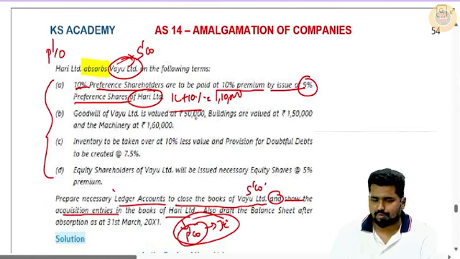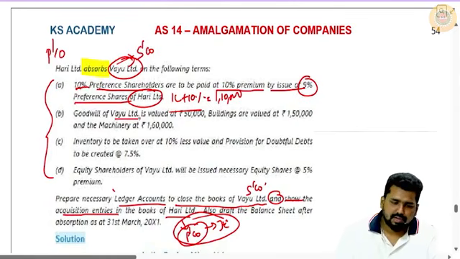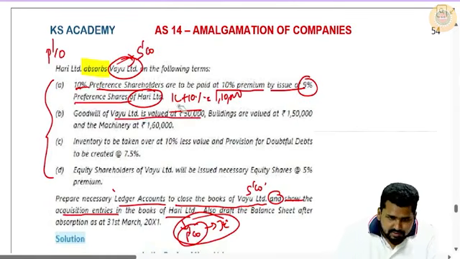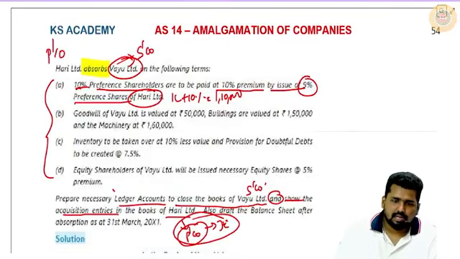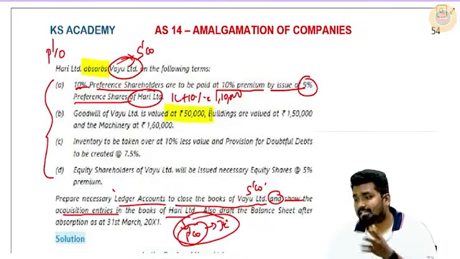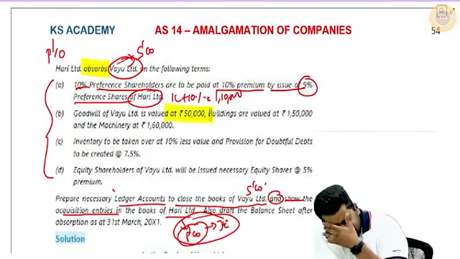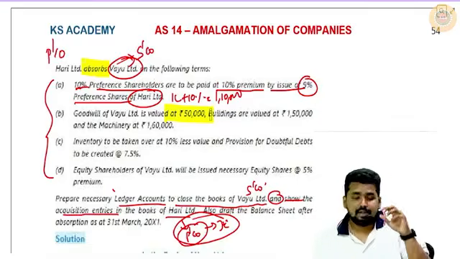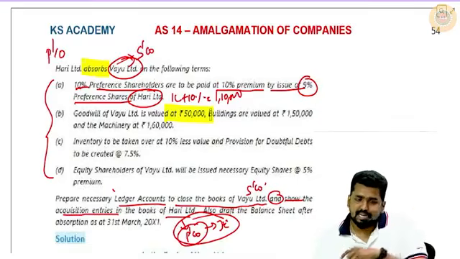We will check the full question now. Goodwill of Vayu Limited is valued at what value? 50,000. Sir, is agreed value required for selling companies? For selling company, agreed value is not required. Correct? When we go to purchasing company, that time we will take agreed value.